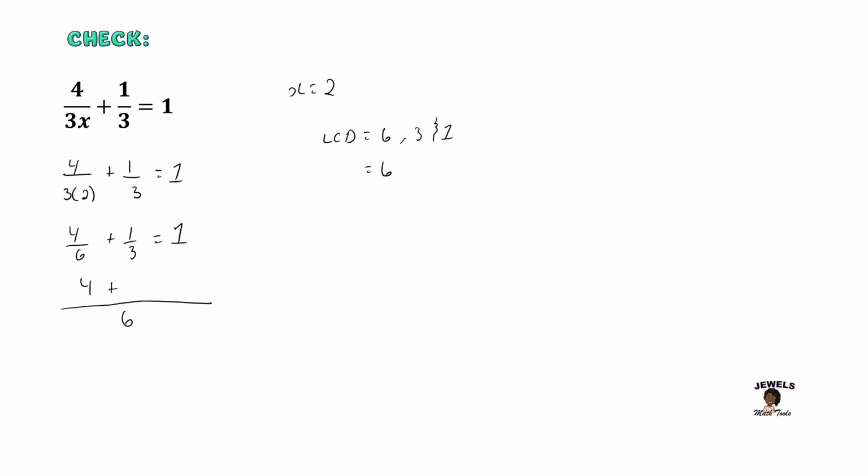I'm going to be multiplying my 3 times 2, since 3 times 2 is equal to 6, and 1 times 2 will equal 2. And now for my last term, which is my whole number 1, my whole number 1 will be multiplied by 6. So 1 times 6 is equal to 6. And now that we have changed our fractions to the LCD, let's work out our final part.